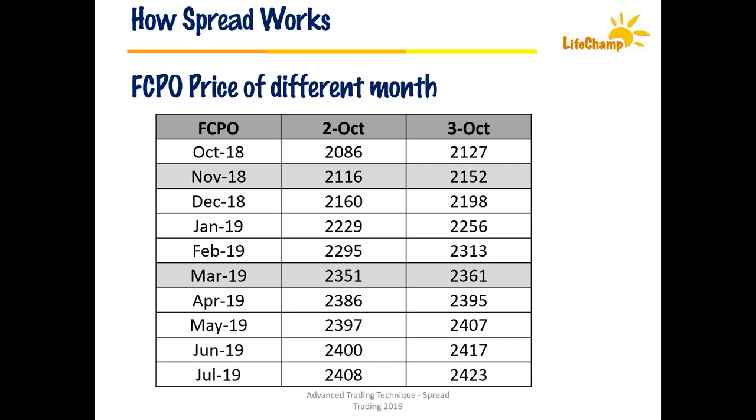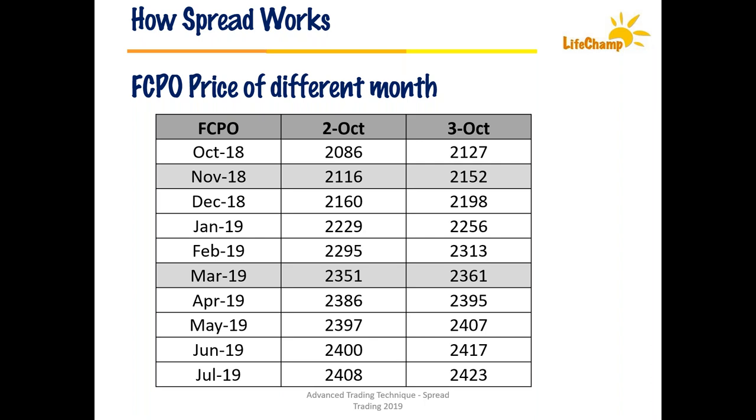From a fundamental point of view, there's a reason for the near months to trade lower than the far months because of cost of carry, interest, actual storage costs, and also export issues, production and so on. So traders think that in the future months, CPO price can trade higher. And then the next day, the prices also change, and they're still not exactly the same price just yet.